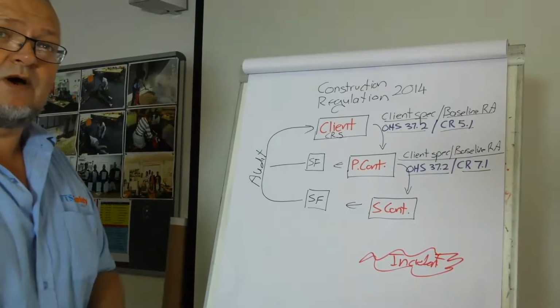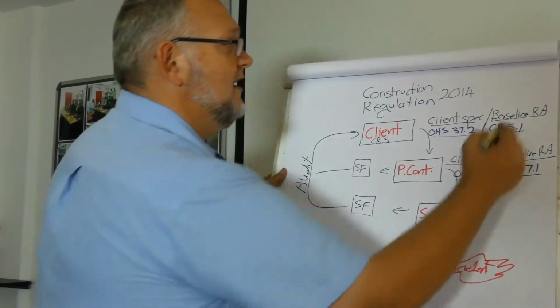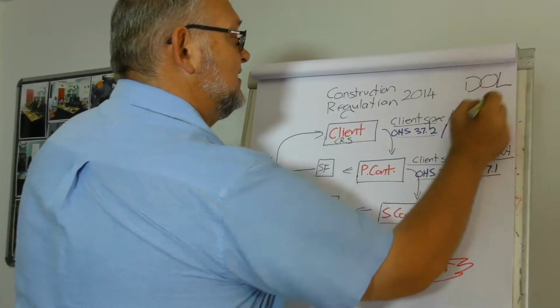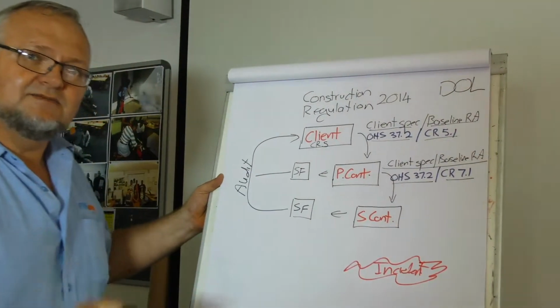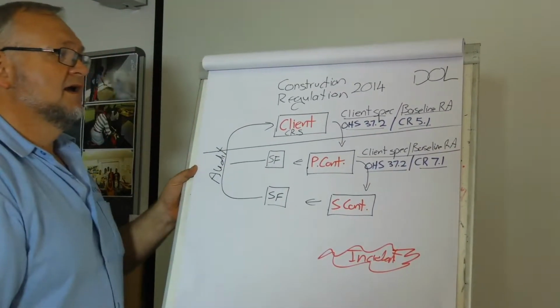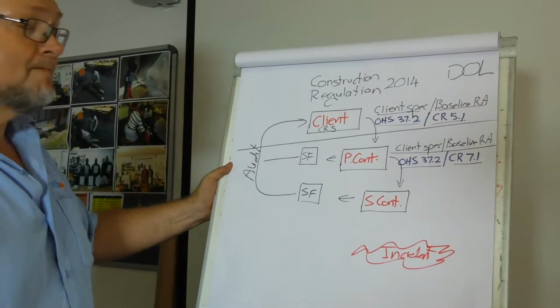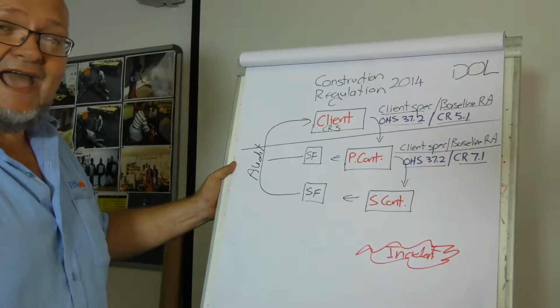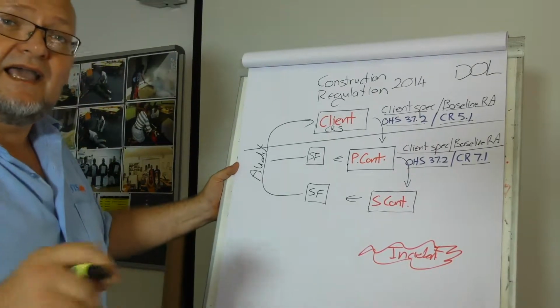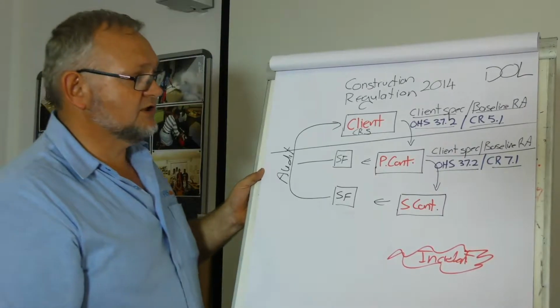So let's quickly see what happens if there is an incident. Well, firstly, you will have the Department of Labour coming onto site, and the client is ultimately responsible for health and safety. So the buck stops with him. The department will ask him, prove to us, reasonable person, that you have acted within the Act as a reasonable person to ensure that nobody got injured on your construction site.